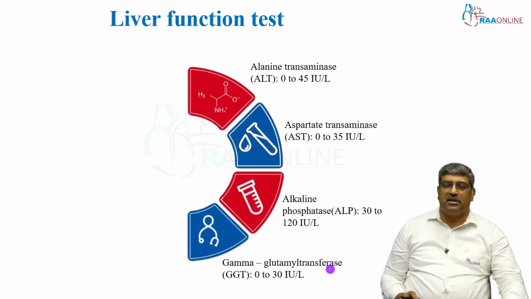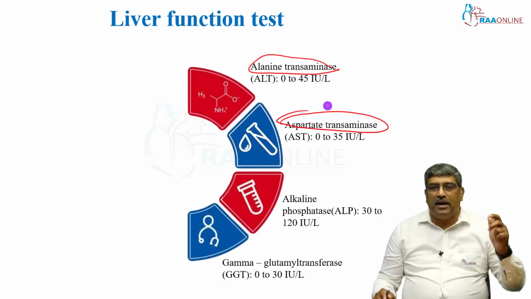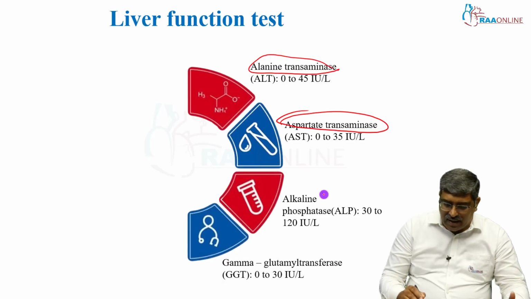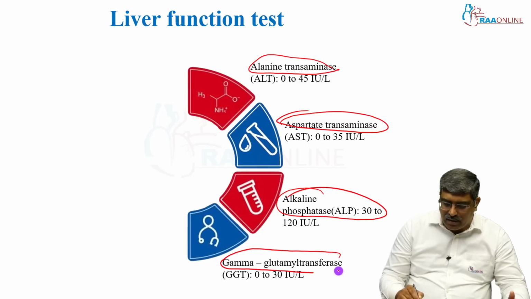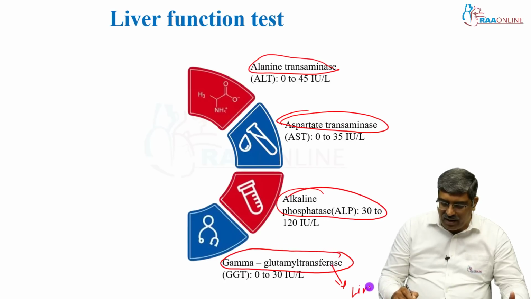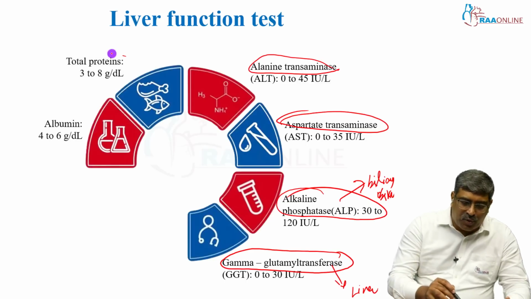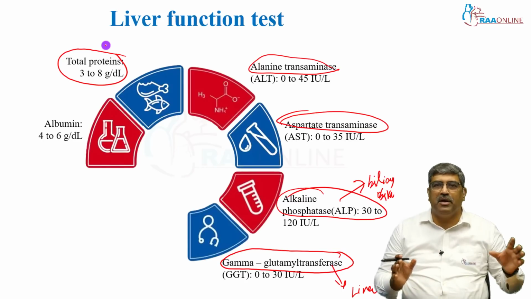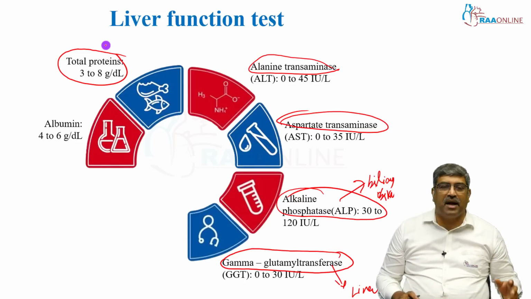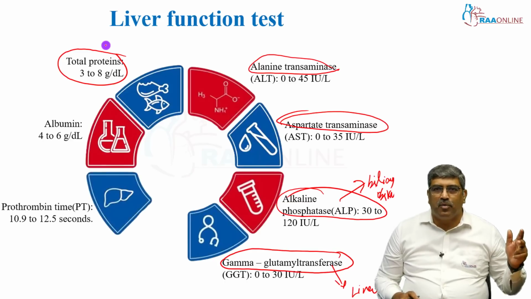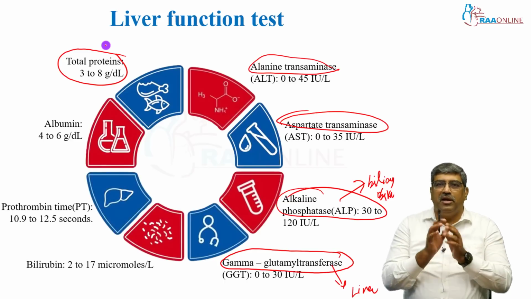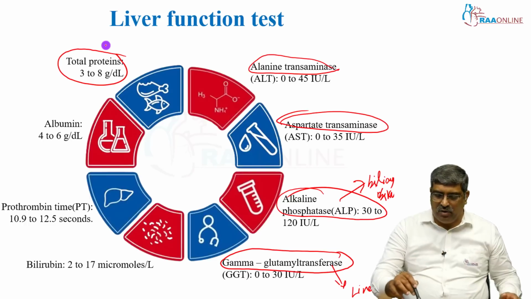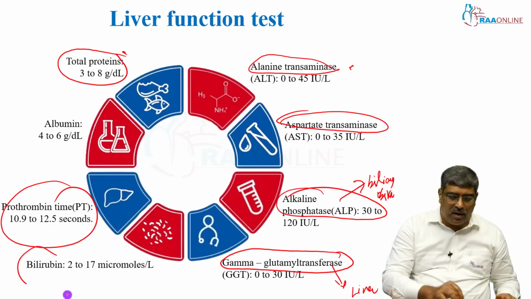Coming to liver function test, this includes various enzymes, alanine transaminase, aspartate transaminase, alkaline phosphatase and gamma glutamyl transferase. These rise with liver injury, and alkaline phosphatase rises whenever there is a biliary obstruction. Apart from that, you have proteins. The normal protein is around 3 to 8 gram per deciliter. Albumin is the main component which forms around 4 to 6 gram per deciliter, and you have prothrombin and bilirubin. These are all the various liver function tests: your enzymes, protein, prothrombin time and bilirubin.